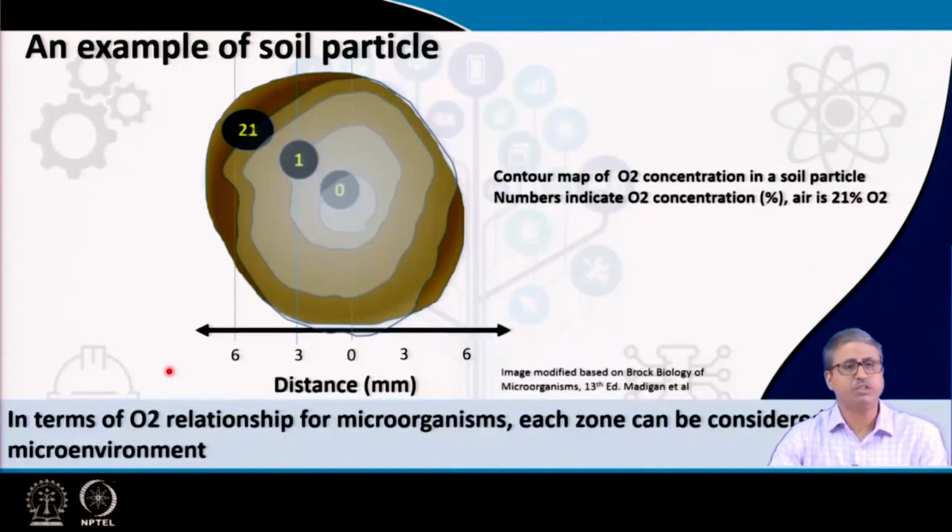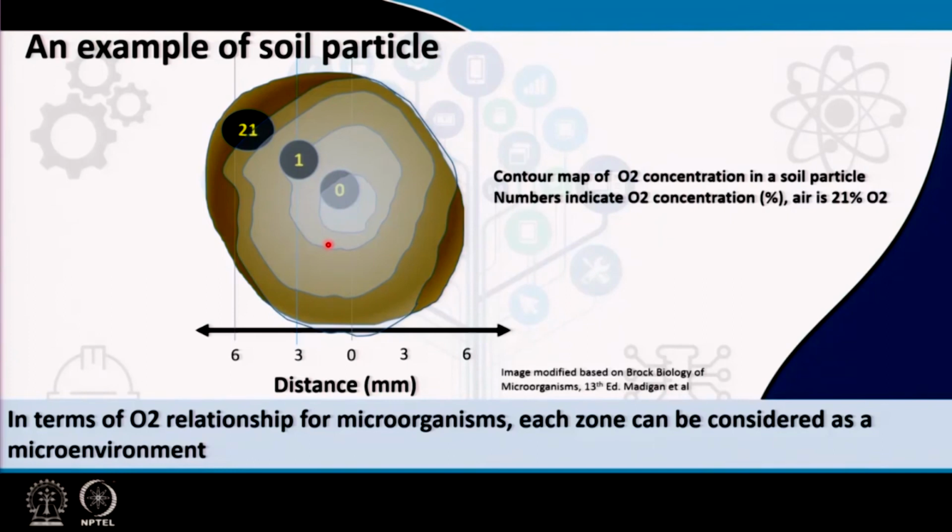Now, we can consider a soil particle. So, if we take a soil particle which is around 6 millimeter in its radius, we can see, here we are representing a contour map. The contour map of oxygen concentration is actually plotted. This is an arbitrary plot, and there are actually methods by which micro sensors are available, through which one can measure the amount of oxygen present within a soil particle.